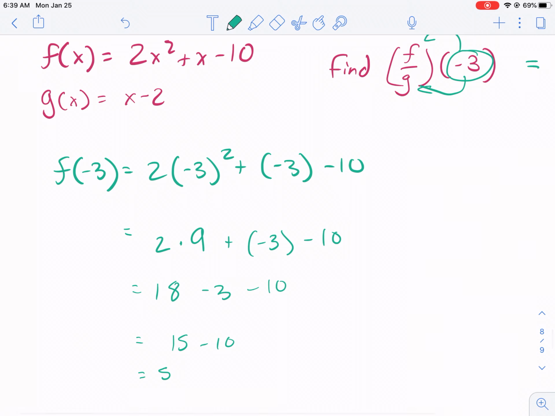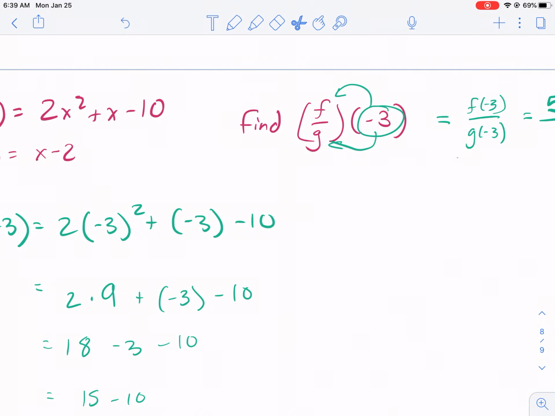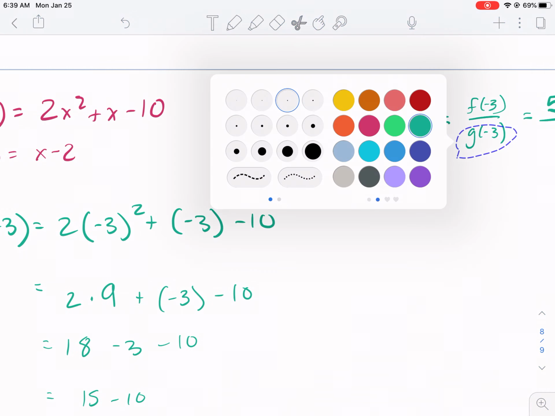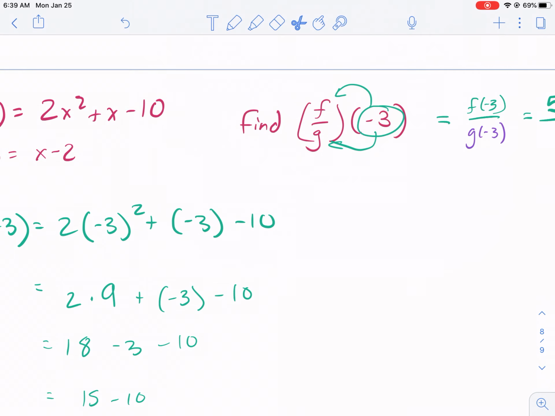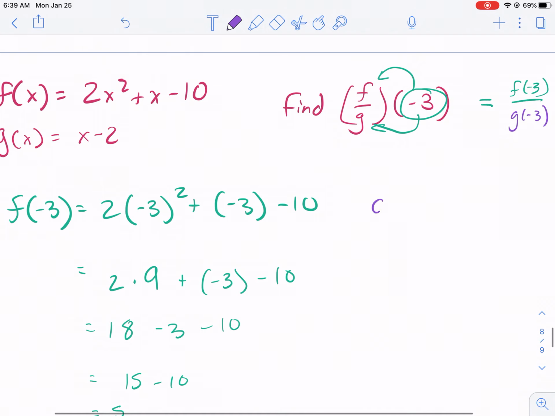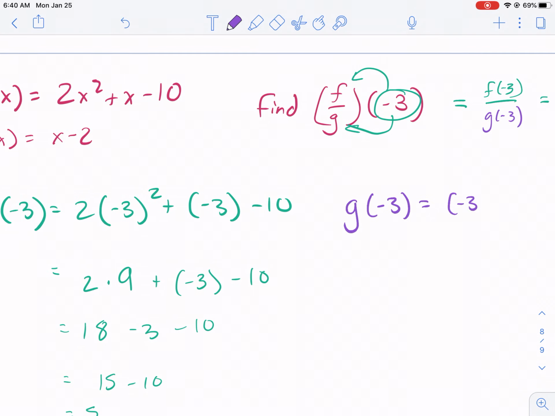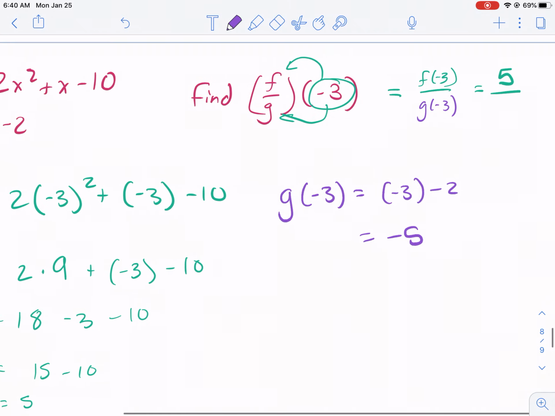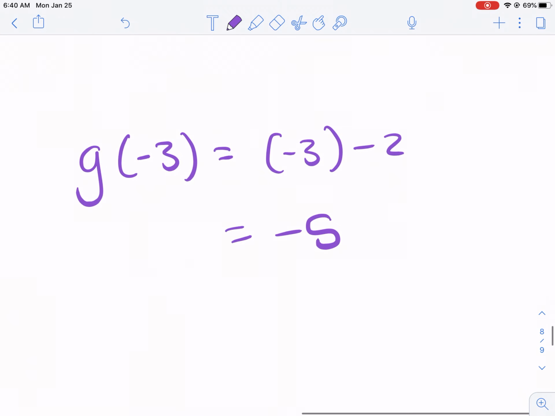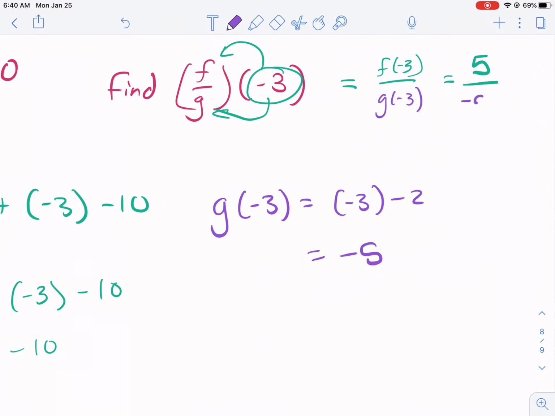Now we just need to worry about the bottom part. We're going to go on to g of negative 3. And actually, let me change this to purple, just so we can see a difference here. So now I'm going on to purple. I'm plugging in negative 3 again for g of x. So g of negative 3 equals, anywhere I see an x, I'm going to put a negative 3. So I get negative 5 for g of negative 3. That one was a lot simpler. So I'm going to put negative 5 here.